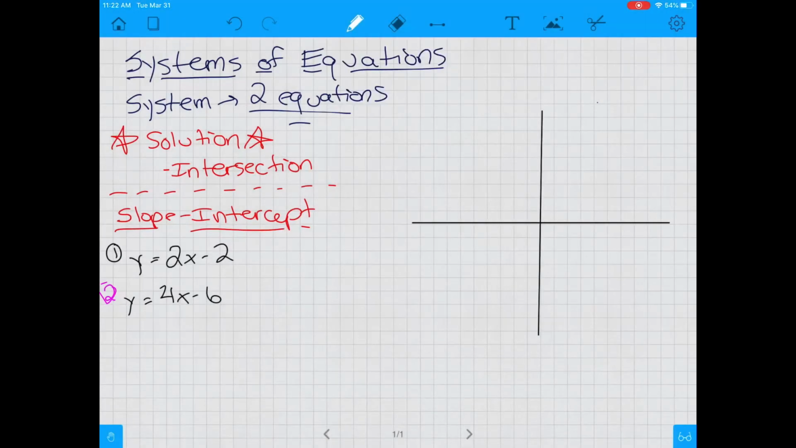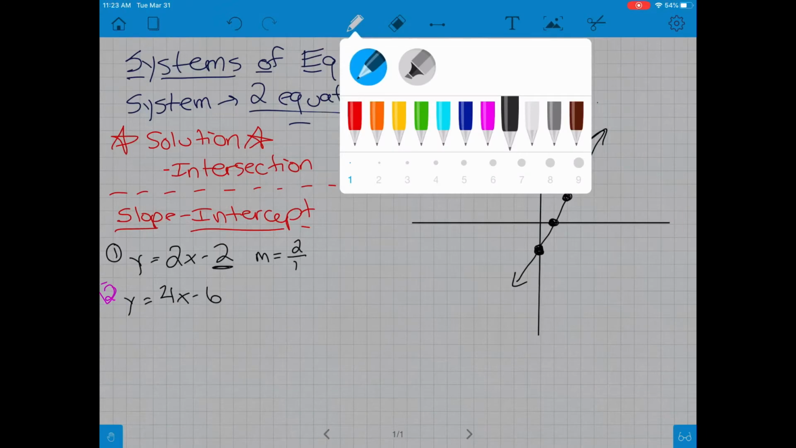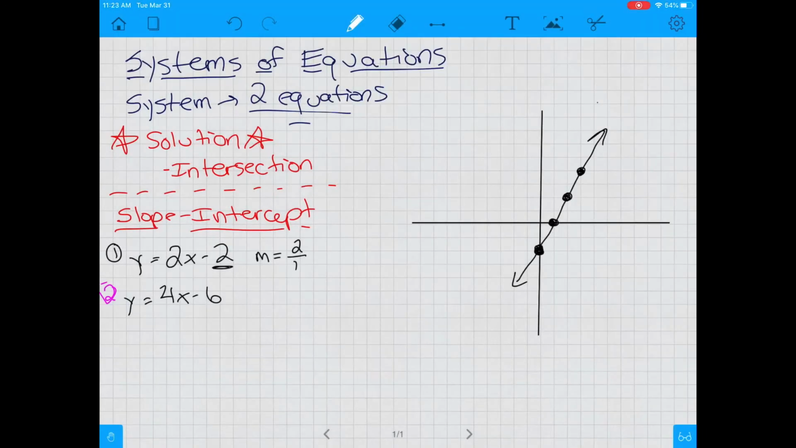For 2x minus 2, here's my y-intercept. I'm going to go down to negative 2 and put a dot. Then my slope is 2 over 1. From this point, I go up 2 over 1, put a dot, up 2 over 1, up 2 over 1. Then I connect these as best I can in a straight line. Obviously, you will have a ruler. I have an iPad, so I'll do my best.